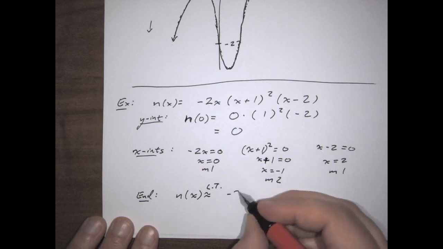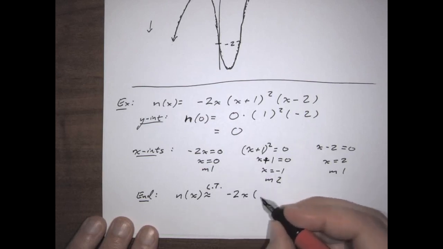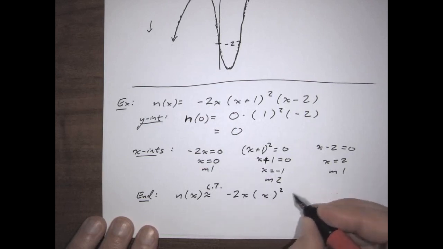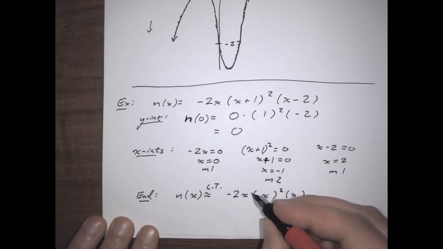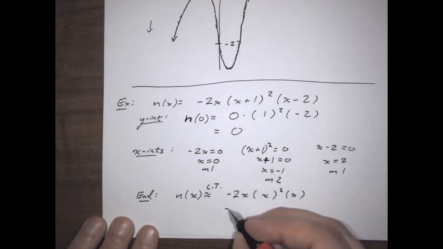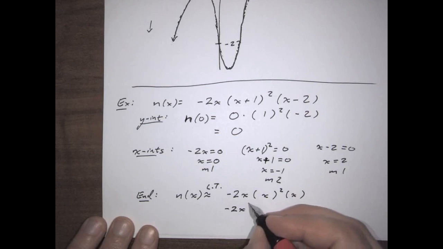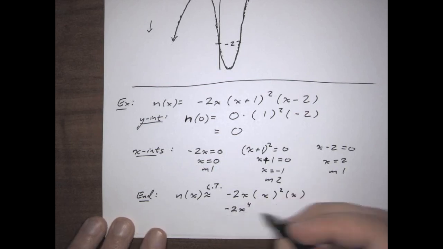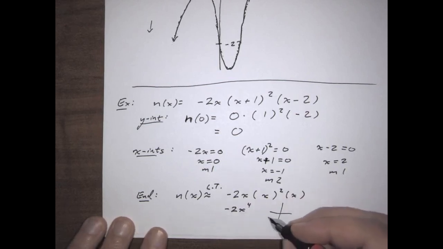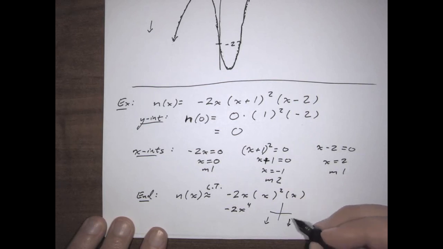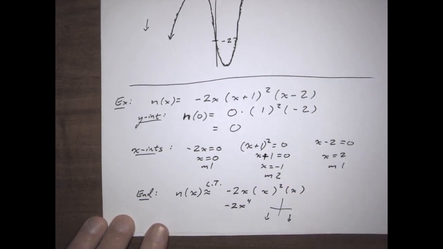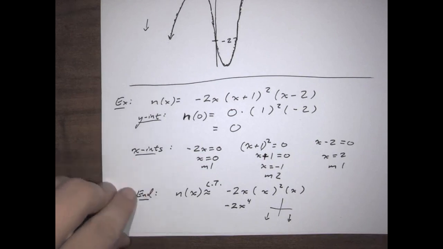So that's going to be negative 2x, x squared, and an x. So it looks like there's going to be x to the 4th and negative 2 for a coefficient. So negative 2 and then a power of 4. That means, because it's an even power, it's going to be matching left and right. And because it's a negative coefficient, they're going to be matching going down.